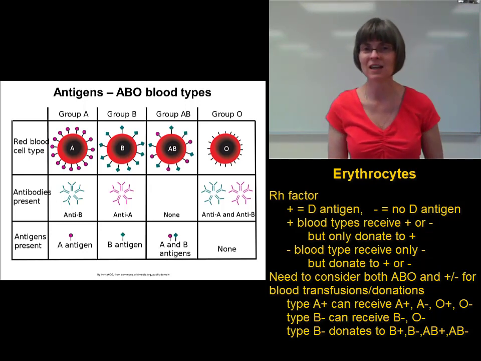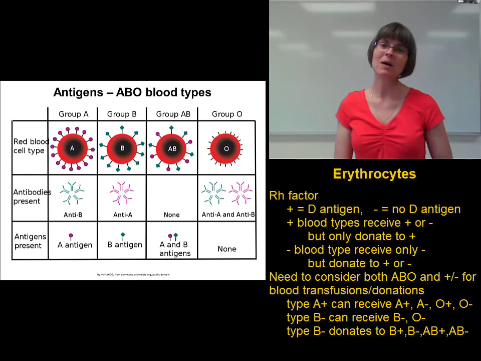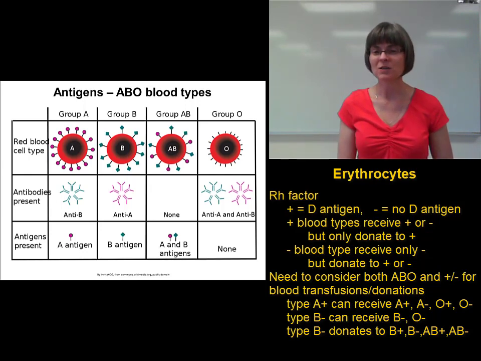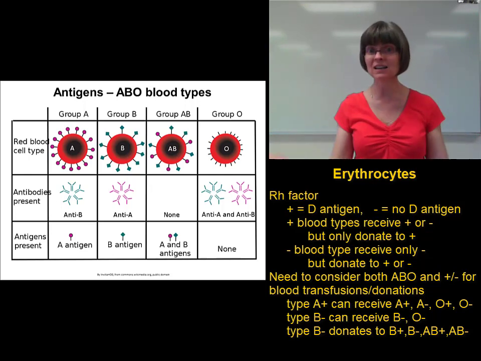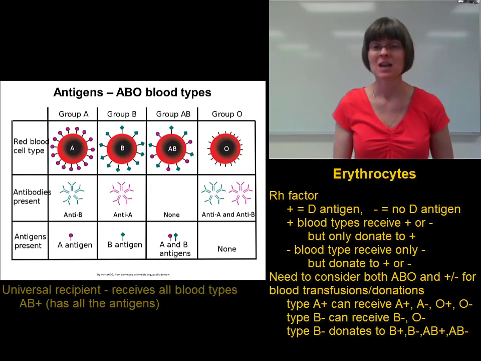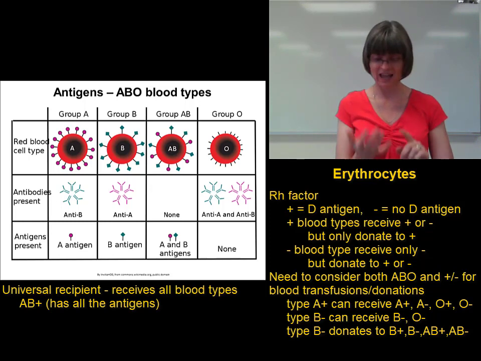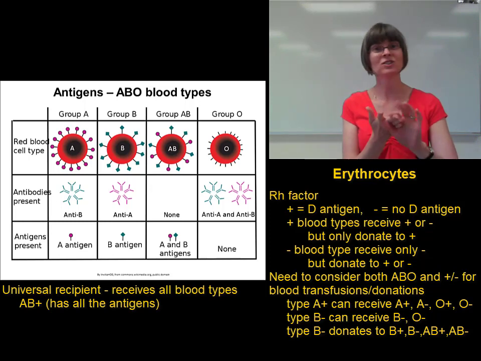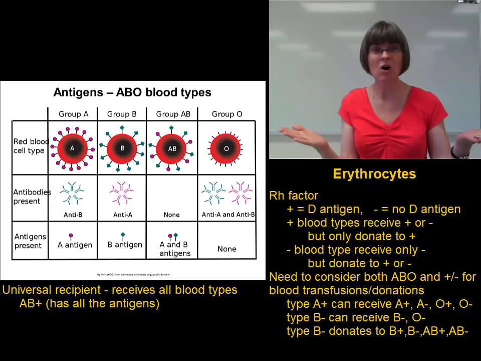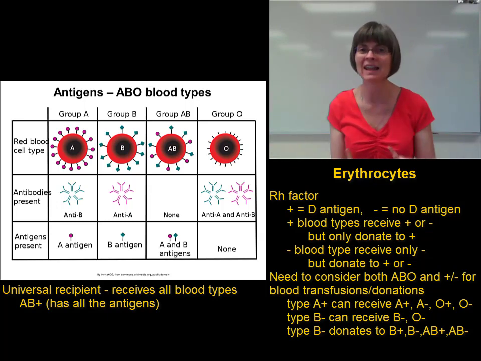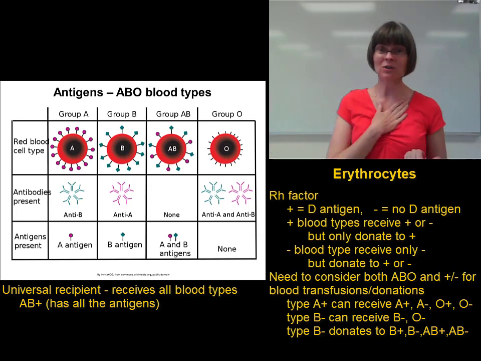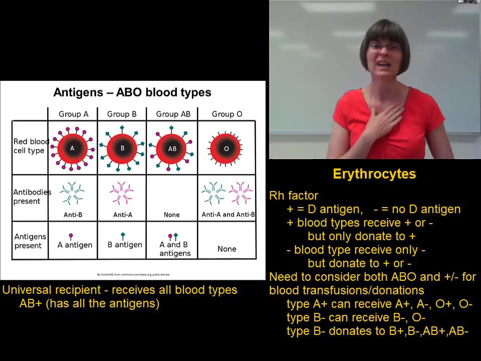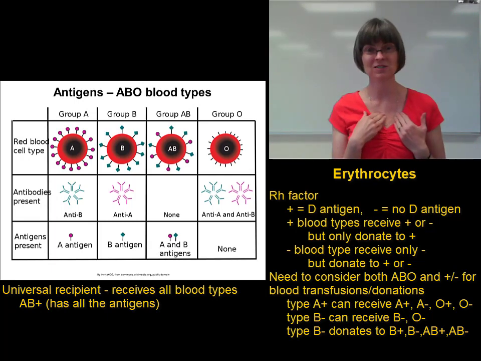Take just a minute to think about this. If we add in the positive and negative, what blood type is the true universal recipient that could receive any of the different blood types? AB positive. People with AB positive blood have the A antigen, the B antigen, and the D antigen. They already have all of the antigens. They can receive any of the blood types. So that's great for me as someone with AB positive blood. Any of you could donate your blood to me.